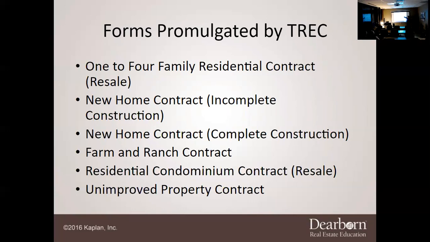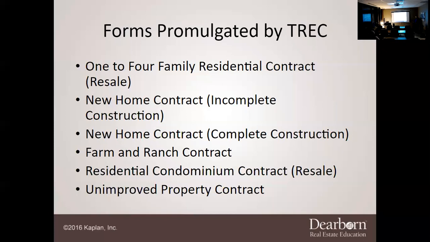But I can tell you, in my entire 10 years I've practiced, actually 11 now, I have not yet once utilized the new home contract incomplete or new home contract complete. Why do you think that is, Miss Linda?